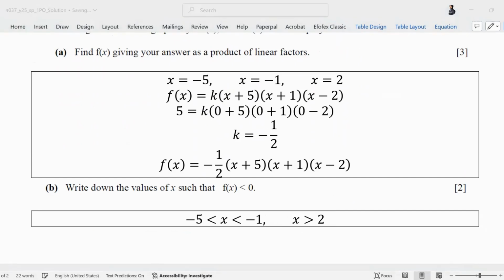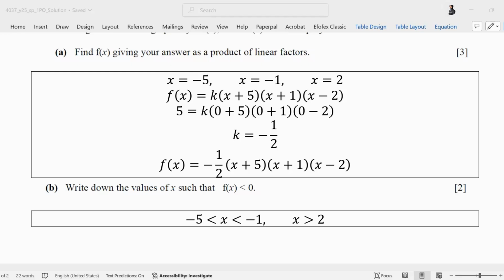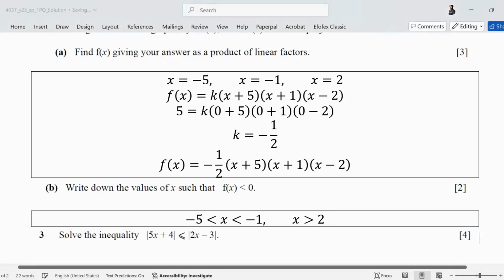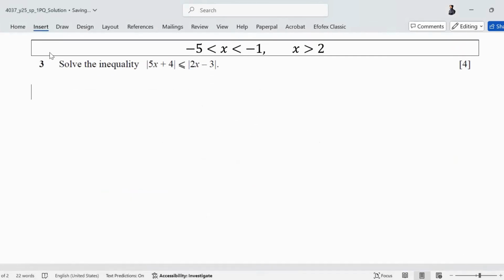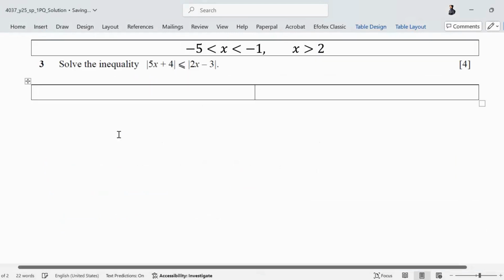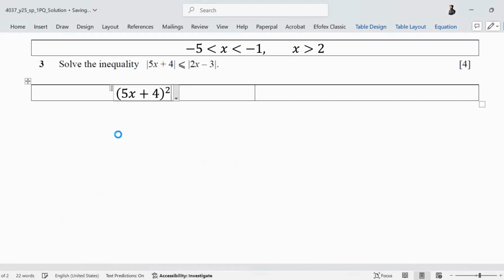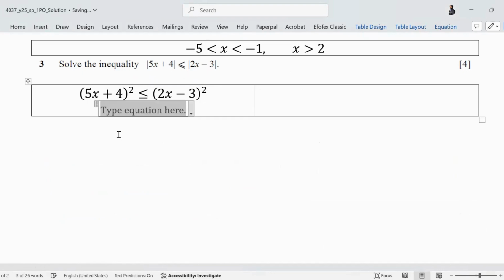Moving on to question number 3, which is regarding mod inequalities. I'll tell you a very interesting way of attempting this one. First and foremost, in order to remove mod, we square both sides. And once we do that, we do not need to write the mod sign, because by squaring, all negative values also become positive. So this is how we can remove mod. Now, instead of expanding and simplifying it, there is a trick that we can use.